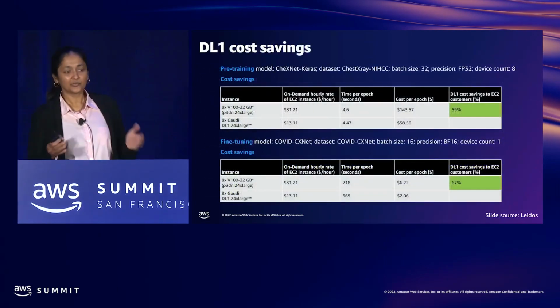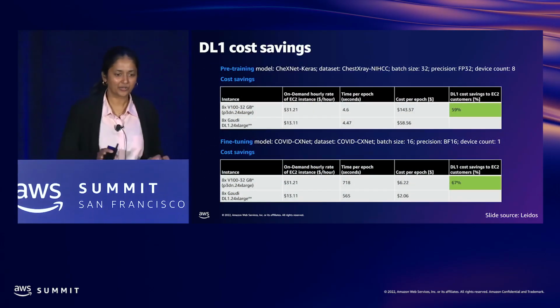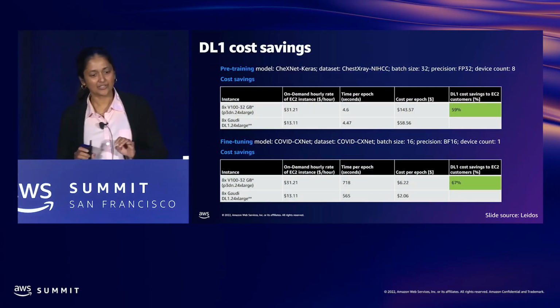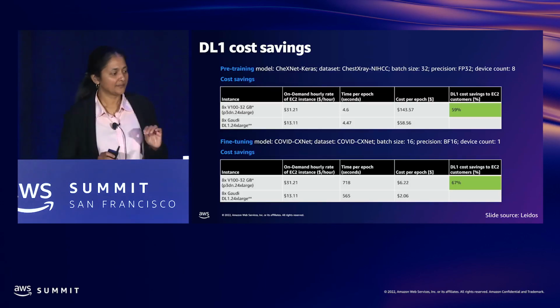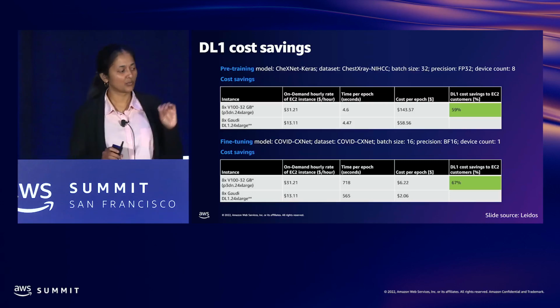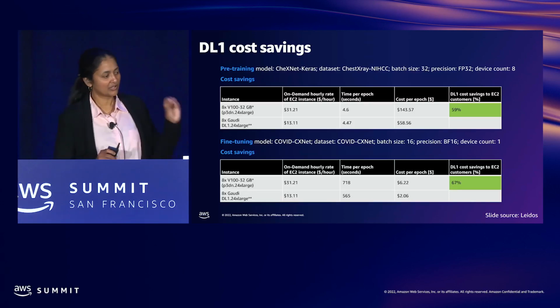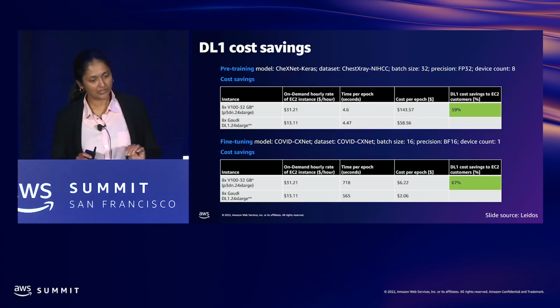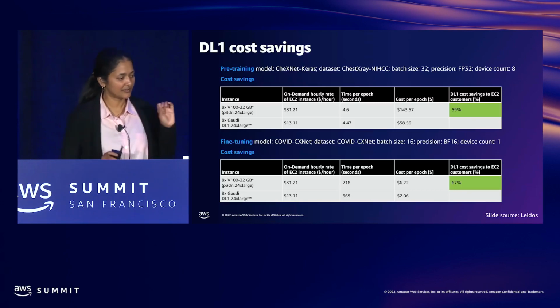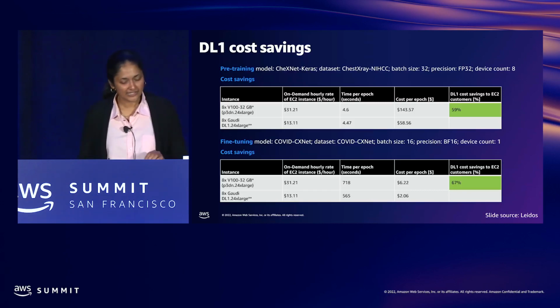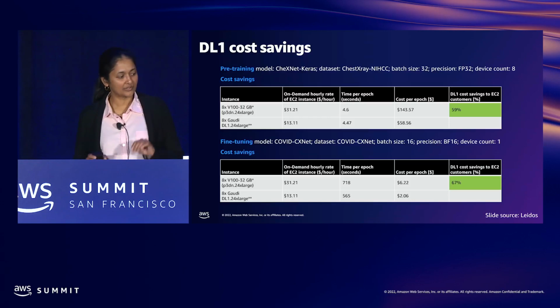So in terms of the cost savings, this is the most exciting part. They compared it against P100, and they were able to demonstrate significant cost savings for both the pre-training part as well as the fine-tuning part. The pre-training part is 59% and 67% cost savings with fine-tuning.